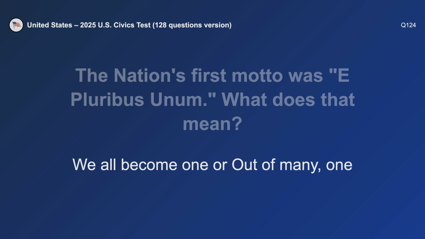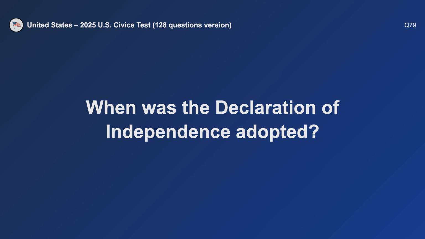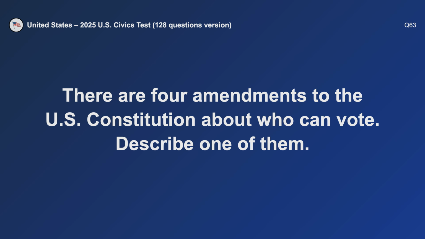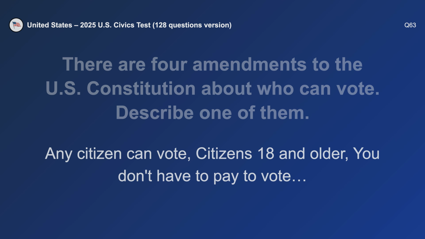We all become one. When was the Declaration of Independence adopted? July 4th, 1776. There are 4 amendments to the U.S. Constitution about who can vote. Describe one of them. Any citizen can vote.